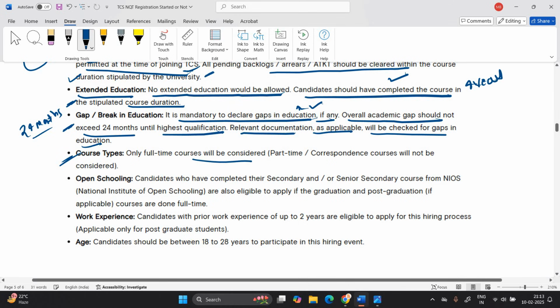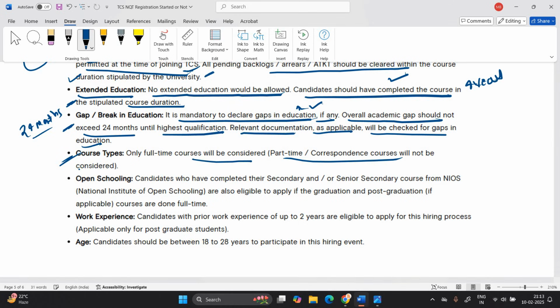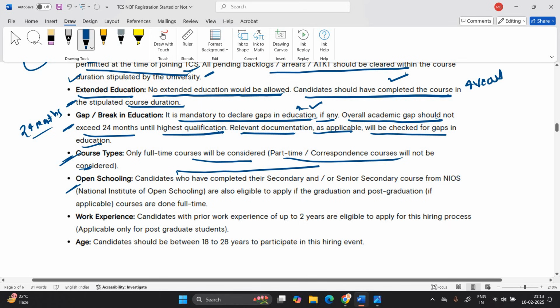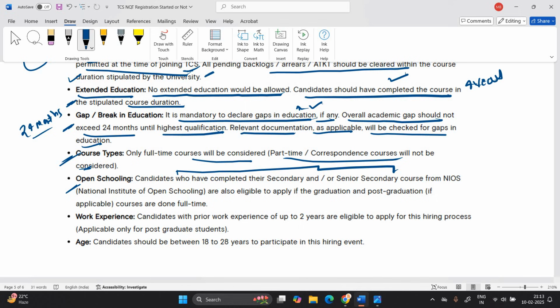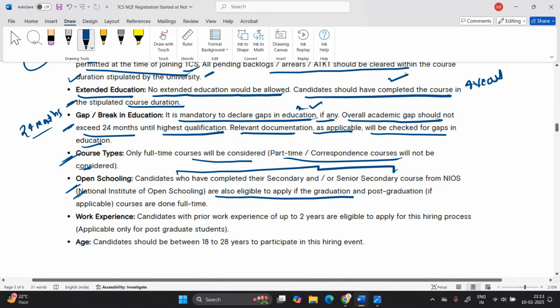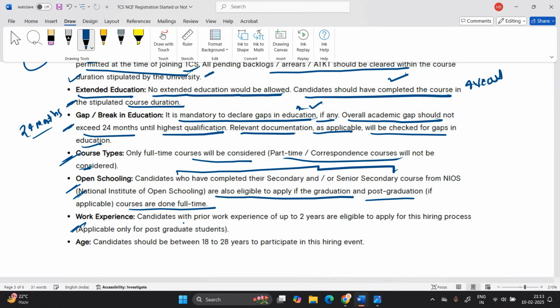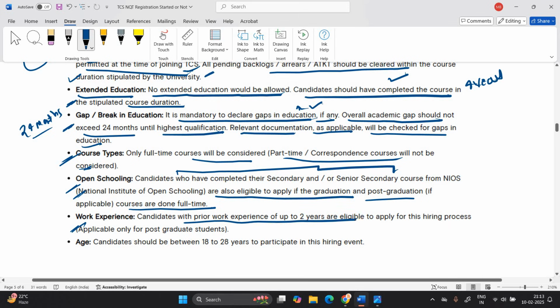Only full-time courses will be considered, part-time or correspondence courses will not be considered. Open schooling candidates who completed their secondary or senior secondary course from NIOS, National Institute of Open Schooling, are also eligible to apply, okay? If graduation and post-graduation courses are done full-time. Work experience: candidates with prior work experience up to 2 years are eligible to apply, applicable only for postgraduate students, not for graduate students, not for undergraduate students.